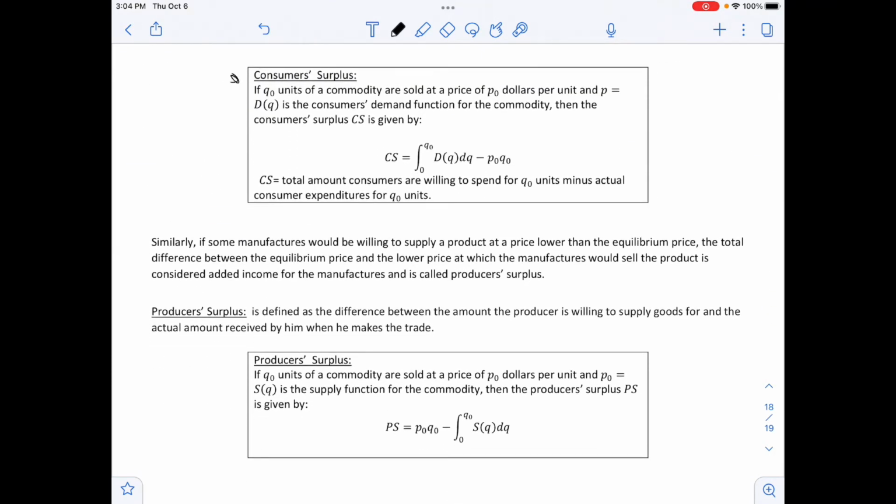So we have a formula here for consumer surplus that we definitely need to know. Consumer surplus: if Q naught units of a commodity are sold at a price of P naught dollars per unit and P is equal to D of Q is the consumer's demand function for the commodity, then the consumer surplus, or CS, is given by CS equals the integral from 0 to Q naught of D of Q dQ minus P naught Q naught. CS is the total amount consumers are willing to spend for Q naught units minus the actual consumer's expenditures for those Q naught units.